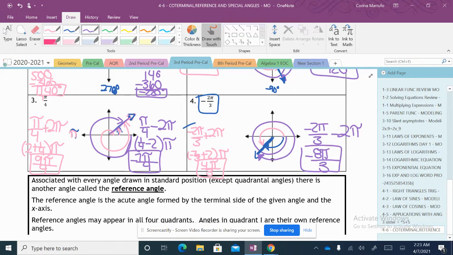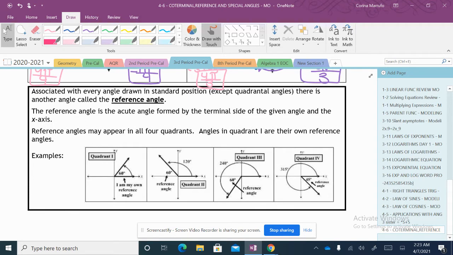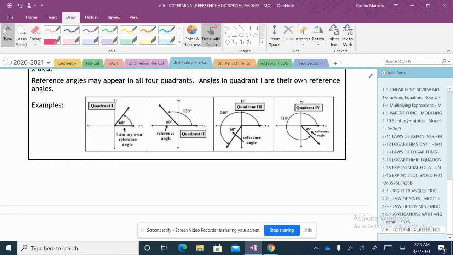That's it. All right, so the next one: associated with every angle drawn in standard position, except quadrantal angles, there is another angle called the reference angle. The reference angle is the acute angle formed by the terminal side of the given angle and the x-axis. Reference angles may appear in all 4 quadrants, and the angles in quadrant 1 are their own reference angles. For example, whenever you're doing reference angles, I suggest that you highlight the x-axis because you need to see how far away you are from the x-axis. I don't want you guys to get it confused with the y-axis.